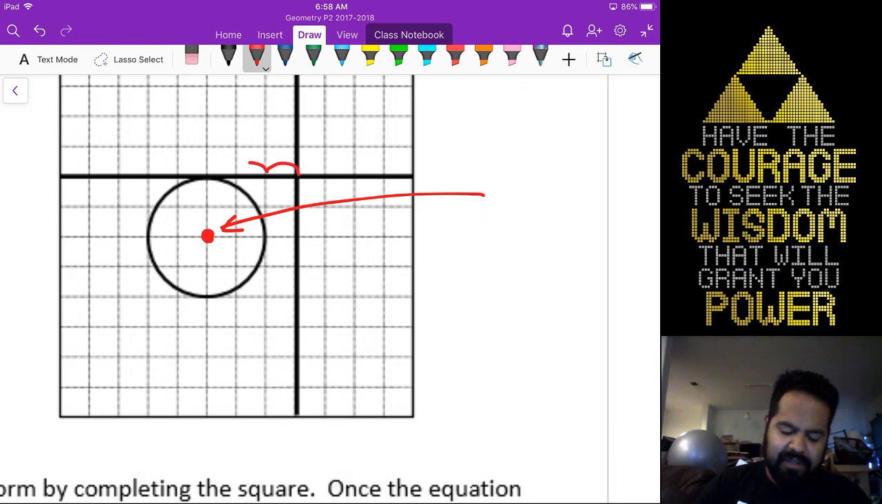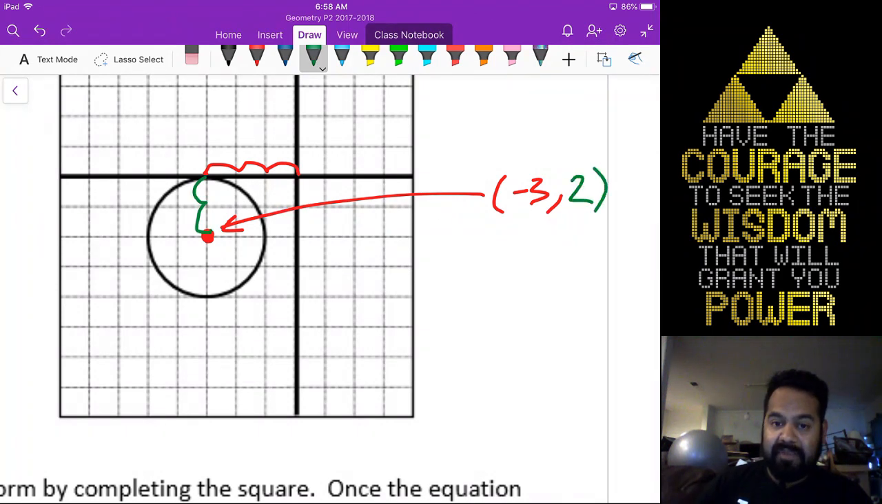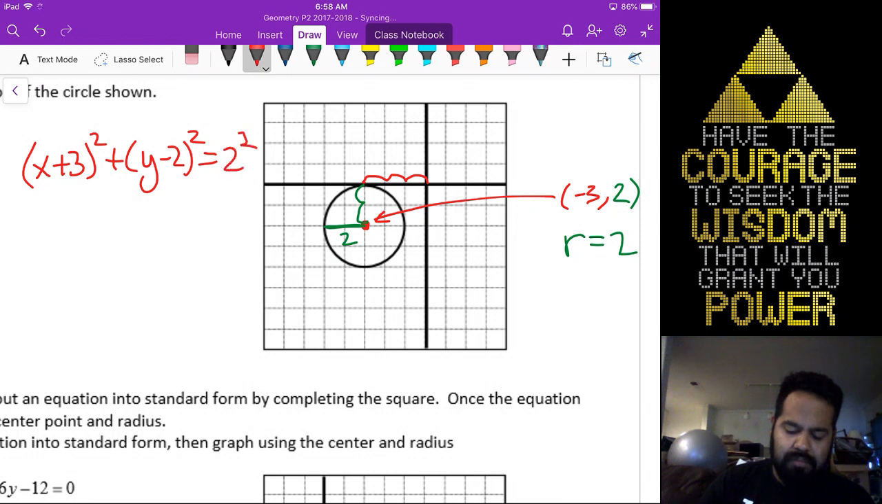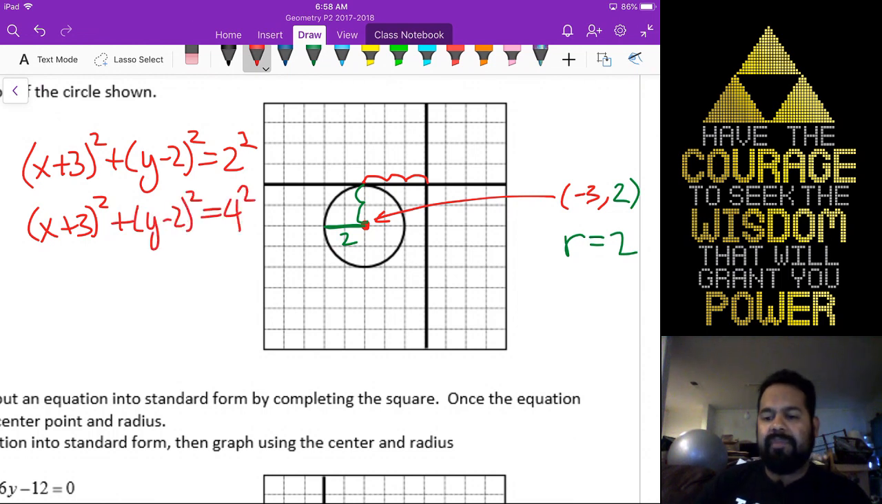What are the coordinates? Well, it looks like I went 1, 2, 3 back, and then we went 1, 2 down. Which, by the way, since we were lucky that circle was right there, so happens to be our radius. Our radius is 2. So now just make your equation. And there you go.